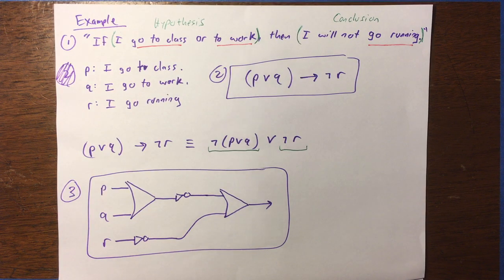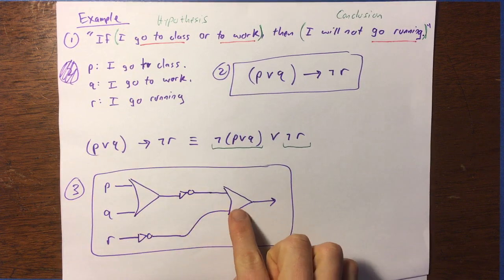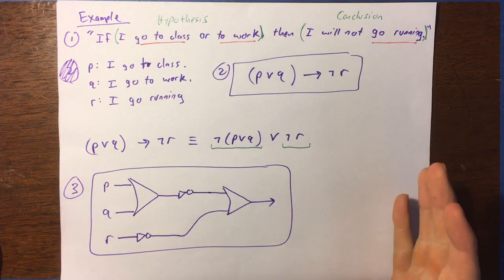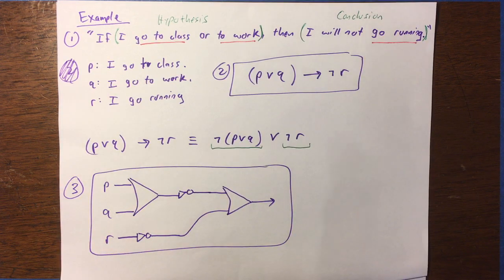Now I'll leave you with one question. This has 1, 2, 3, 4 logic gates in total. Can it be simplified? Is there anything we could do to this that might simplify it by decreasing the number of logic gates involved in this circuit? Could we take this circuit and make it smaller? I'll leave you to think about that, and we can discuss that in class.